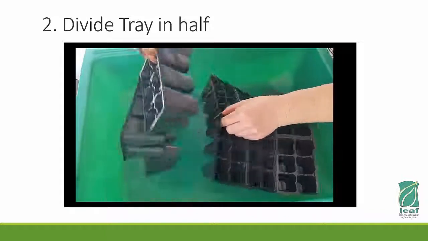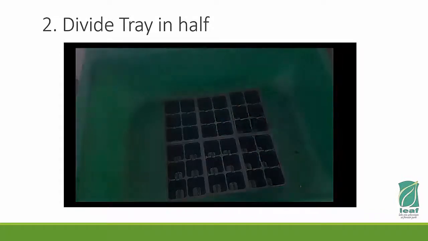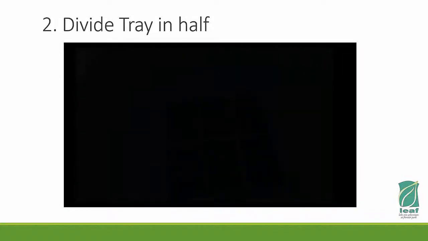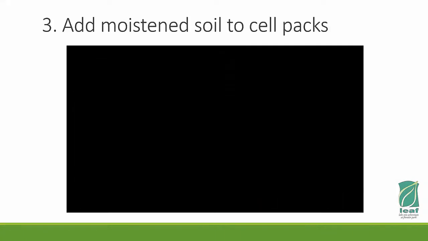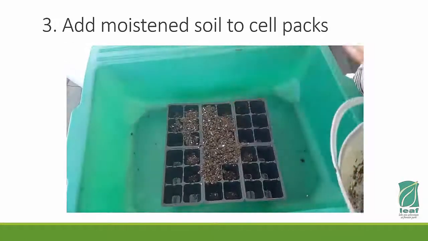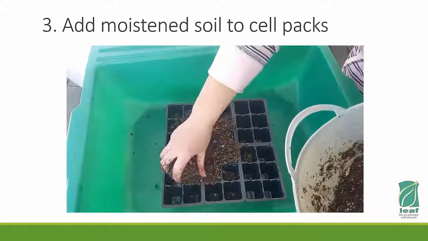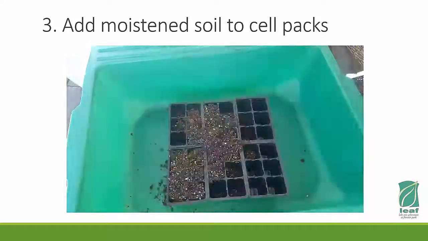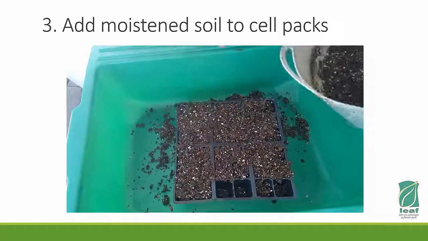Be careful, the edges can be sharp. You will sow 1 species on each half of the tray. Gently add the moistened potting soil to the cell packs until it is level with the top. Do not pack the soil into the cells with pressure.